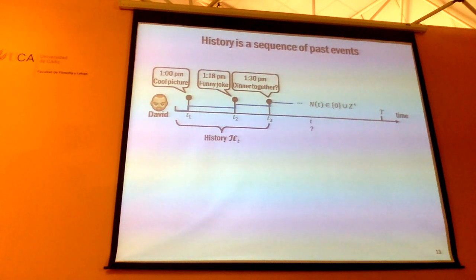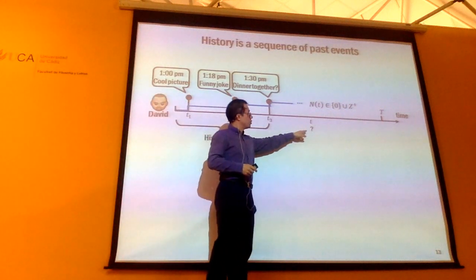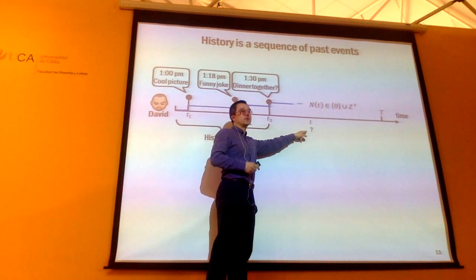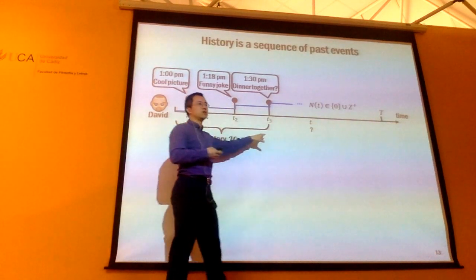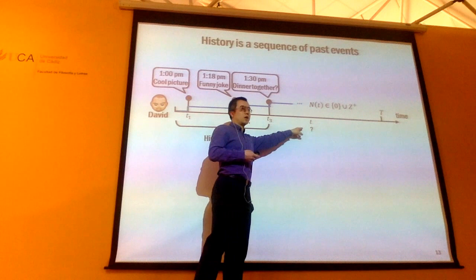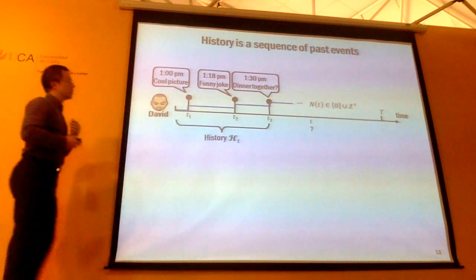And the question is, once you have this history of David, how do you model the time point of the next event? How do you model this temporal dynamics? How will this history determine the time location of the next event? So that's the thing you want to model, right?